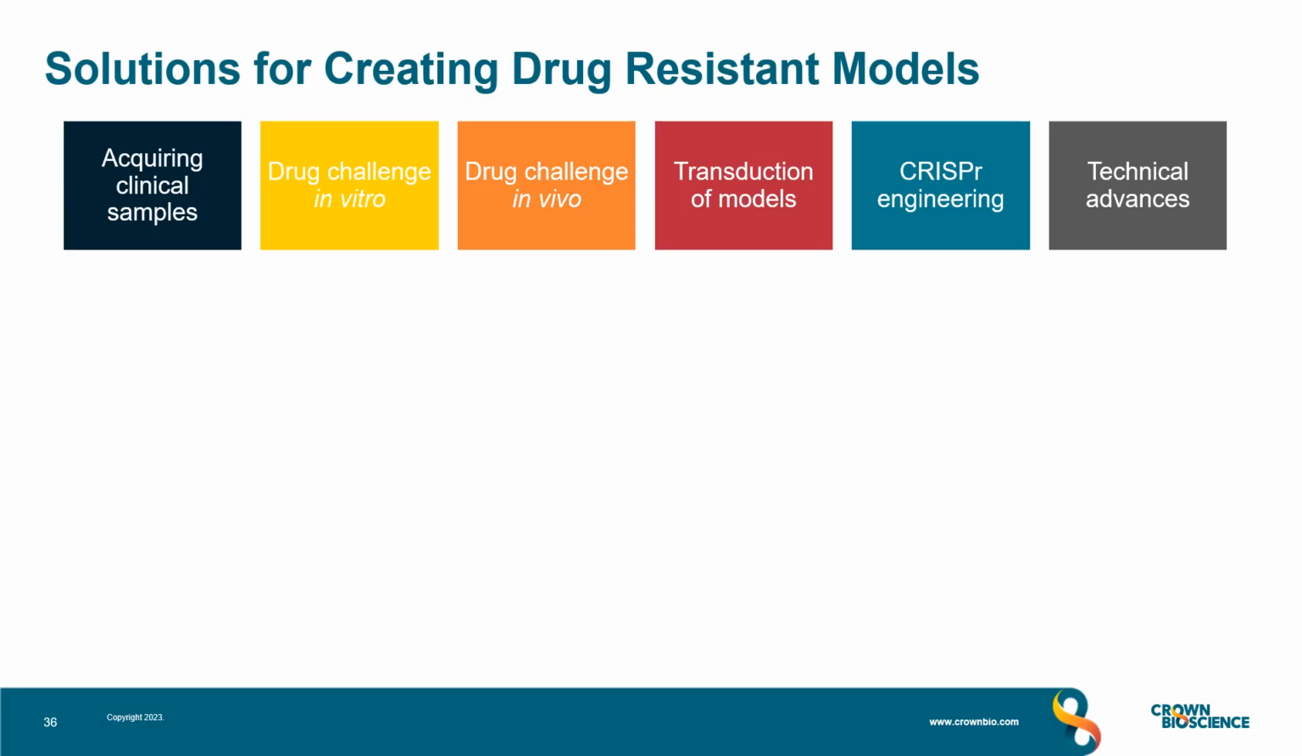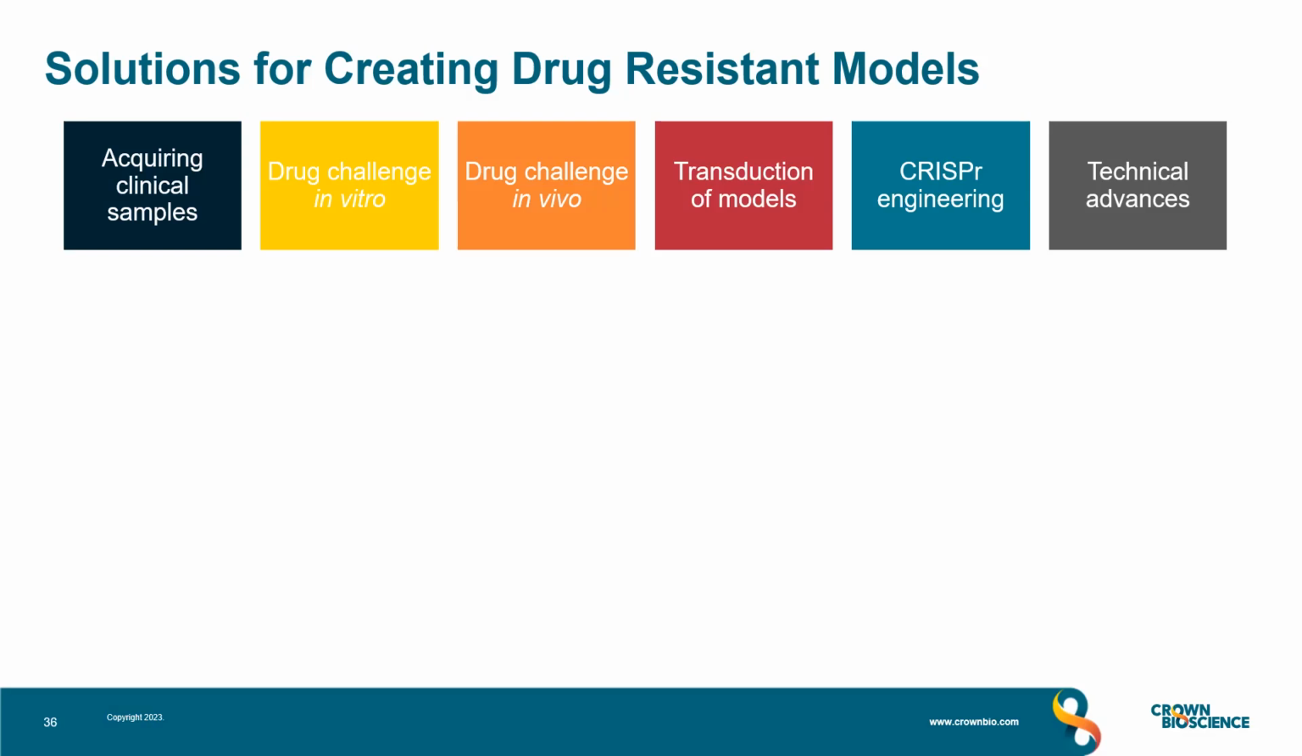There are several strategies or solutions to achieve this, and these are broadly represented here. First, you can look to acquire the models from the clinic, which we know is not always possible. Models can be created with either drug challenging in vitro or in vivo. There can be different ways of doing genetic engineering. Different technical advances may enable some innovative models to be created, and this may include things like surgical models in different tumor microenvironments or organoid technology.